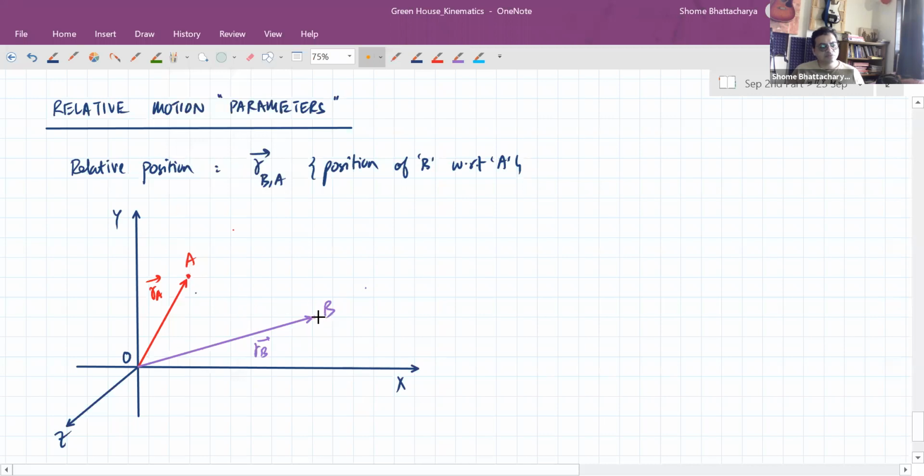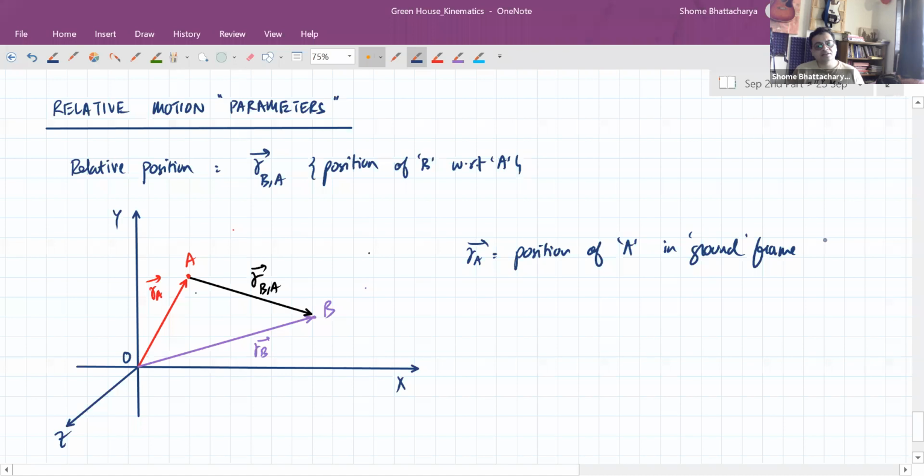So then in A's frame, what is the position of B? It is nothing but the vector with respect to A where B is located. So it is a vector pointing from A towards B. In this diagram, this third vector over here becomes the position of B with respect to A. You can see that RA is the position of the point A in the ground frame at some time t, and RB is the position of B in the ground frame at the same time.